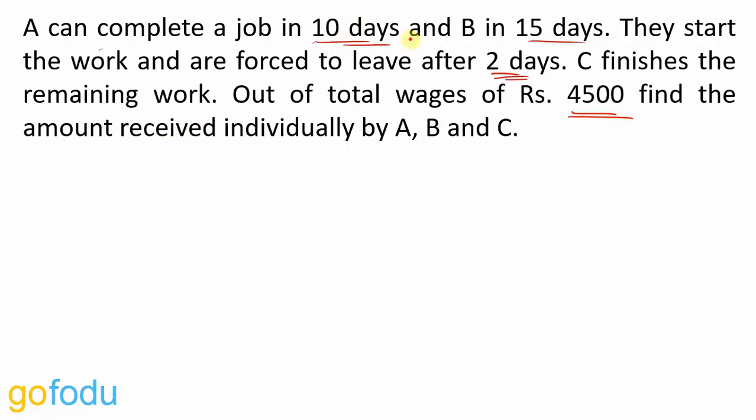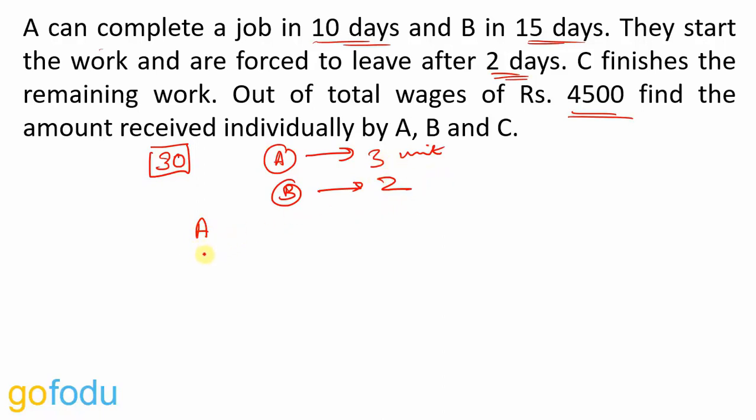Total work would be LCM of 10 and 15 and 2, that would be 30. Total work is 30. A finishes the work in 10 days, so in one day A must be doing 30 upon 10, that is 3 units of work. Rate of work of B would be 2 units. So they leave after 2 days. In 2 days, A must have done 3 into 2, 6 units of work. In 2 days, B must have done 2 into 2, 4 units of work. So 6 plus 4, 10 units of work is finished in the first 2 days.